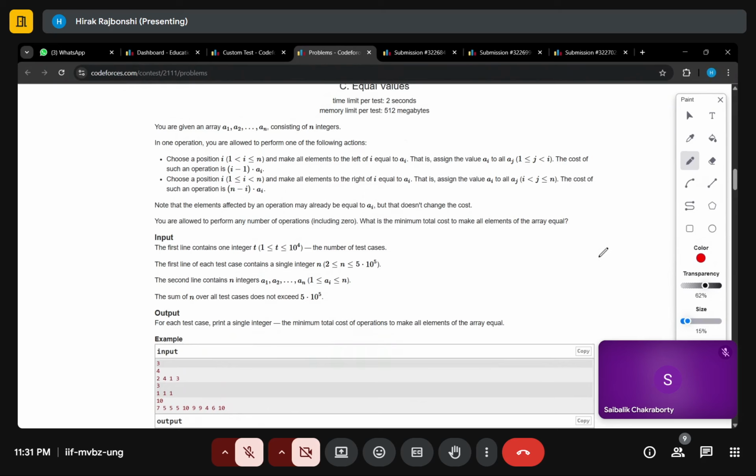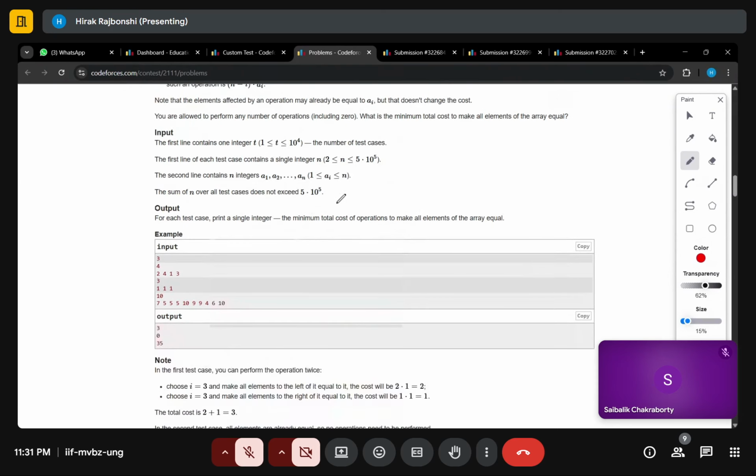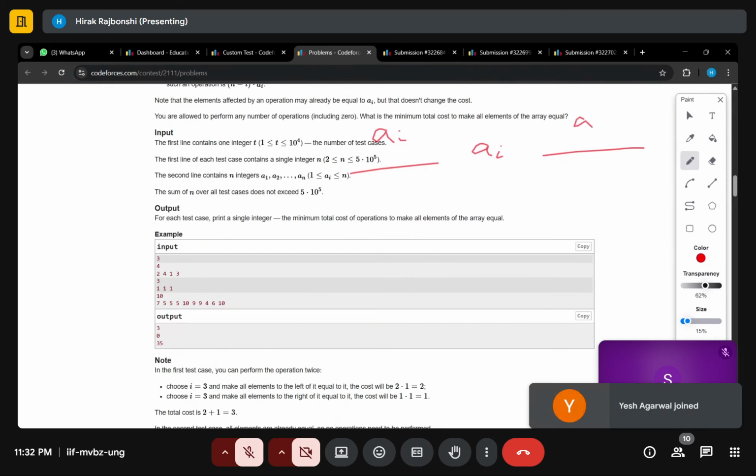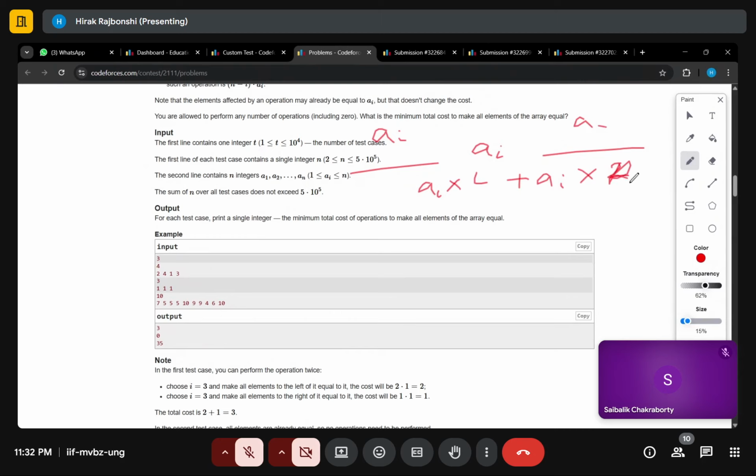So if you see, we only need to perform this operation twice, right? For any ai, the first time all elements to the left of this will be ai, and in the second operation, all the elements to the right of this element will be ai. So we have done the job. Now the answer will be ai into how many elements are on the left-hand side plus ai into how many elements are on the right-hand side. So ai is common, then l plus r.